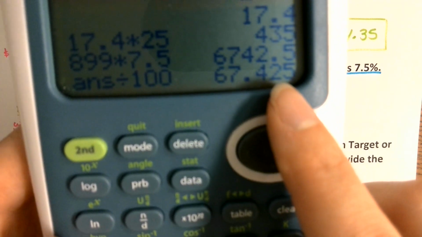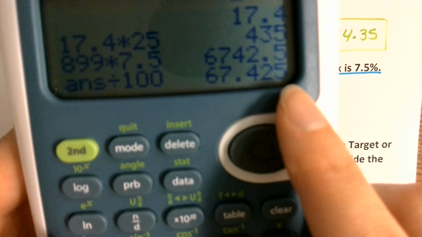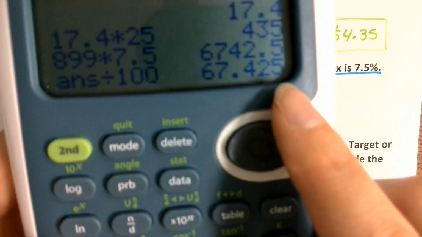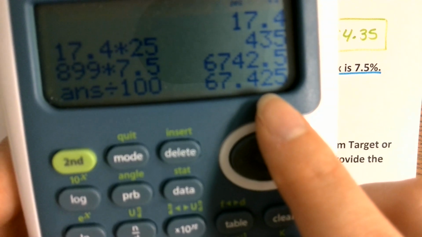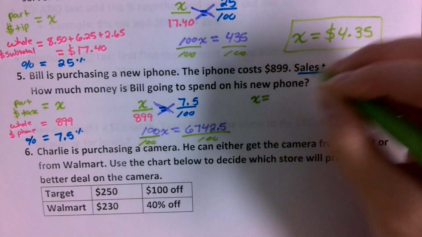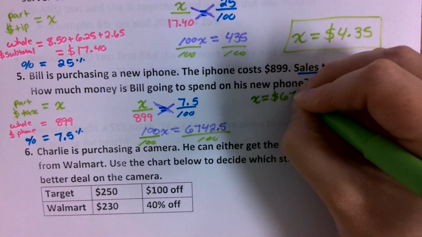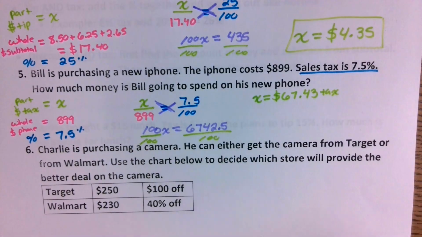So we would have to round. We're not going to keep this at 42. If you look at that 5, the 5 tells us to round up. So we're going to round up. It's not going to be 42. It's going to be 43 cents. You need to round it to 43 cents. So X is going to equal $67.43 for tax. What do we need to do now?